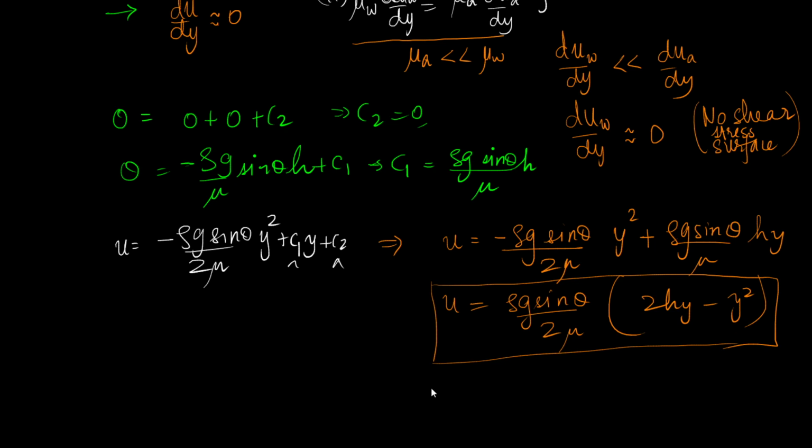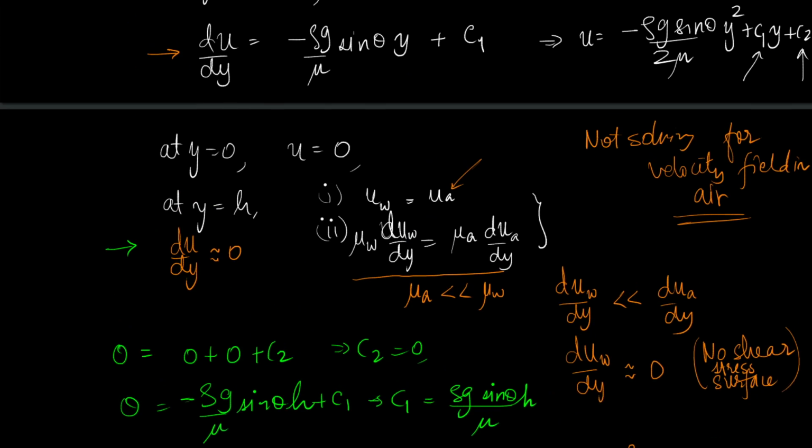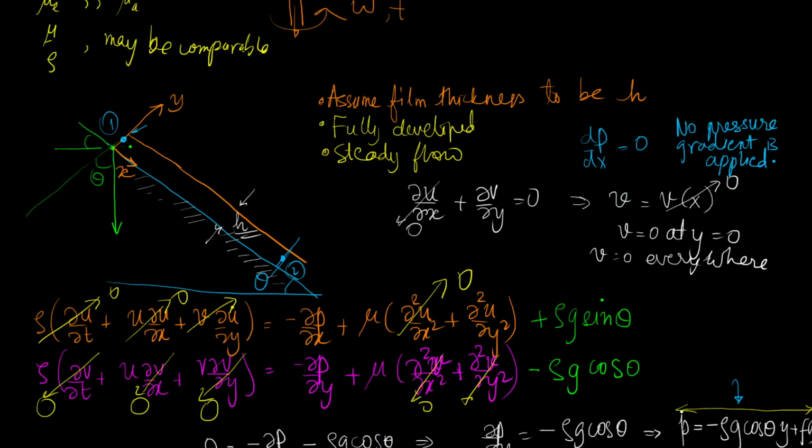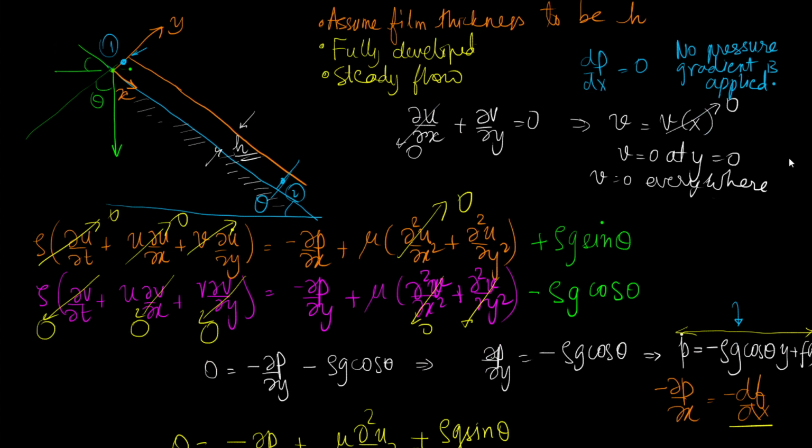Now there are various things we can discuss over here. There are a lot of assumptions that we have made. Let us go back and look at each assumption one by one. So assume film thickness to be constant. Can we really assume the film thickness to be constant? Over a small distance, yes, but over large distances, this is not going to be true.